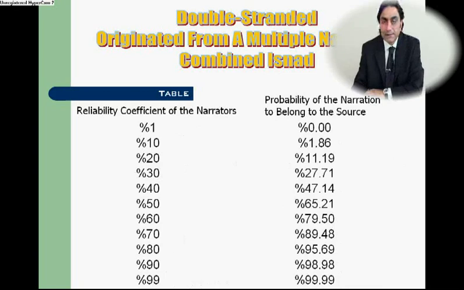In the table presented here, the results are calculated progressively in stages with regard to the probable status of narrators, ranging from the weakest reliability coefficient to the strongest. When the table is examined, the probability that a narration belongs to the source to which it is attributed sharply increases, starting from a point in line with the reliability coefficient of narrators. This type of isnad has a structure which is quite far from a feeble structure, thanks to its double-stranded structure.